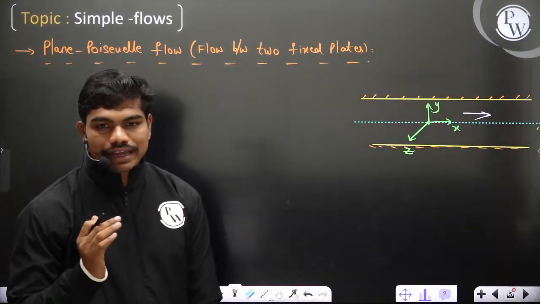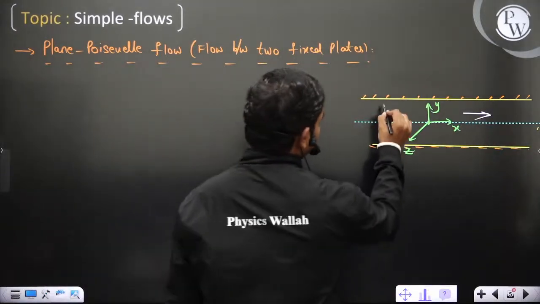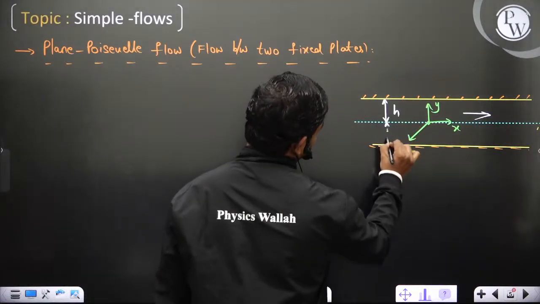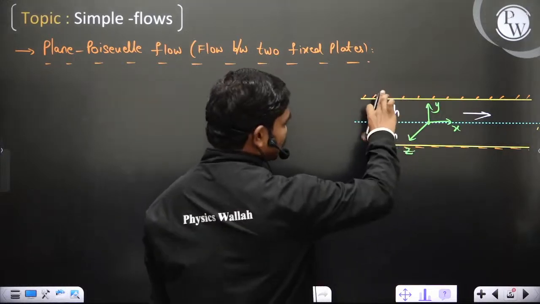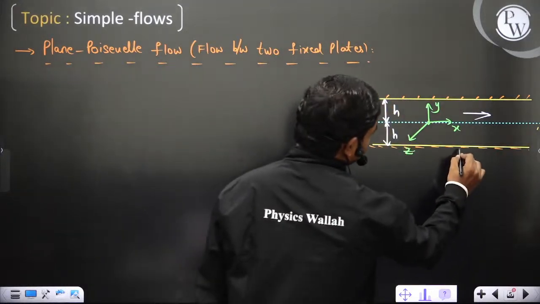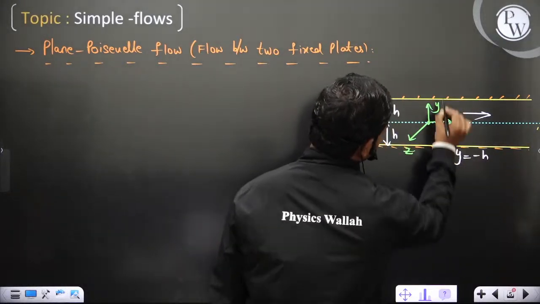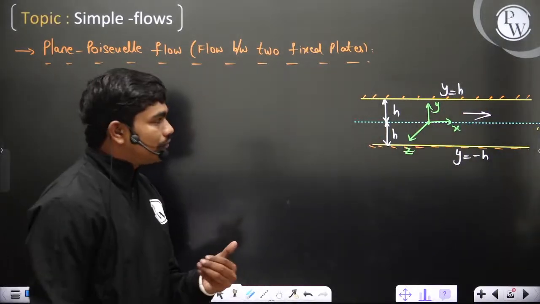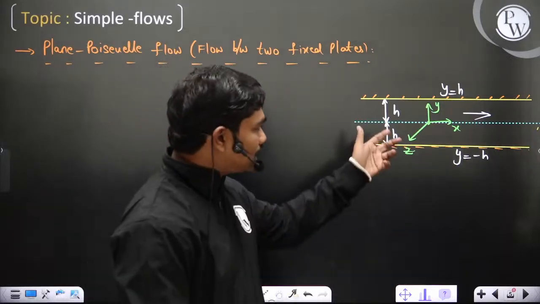Now, let us define a coordinate system. Let us take this gap as, for example, h and this gap as h. So the total spacing between the plates is 2h, so that this coordinate is y equals minus h and this coordinate is y equals h. To understand the flow, we should define a coordinate system, and that's the coordinate system.